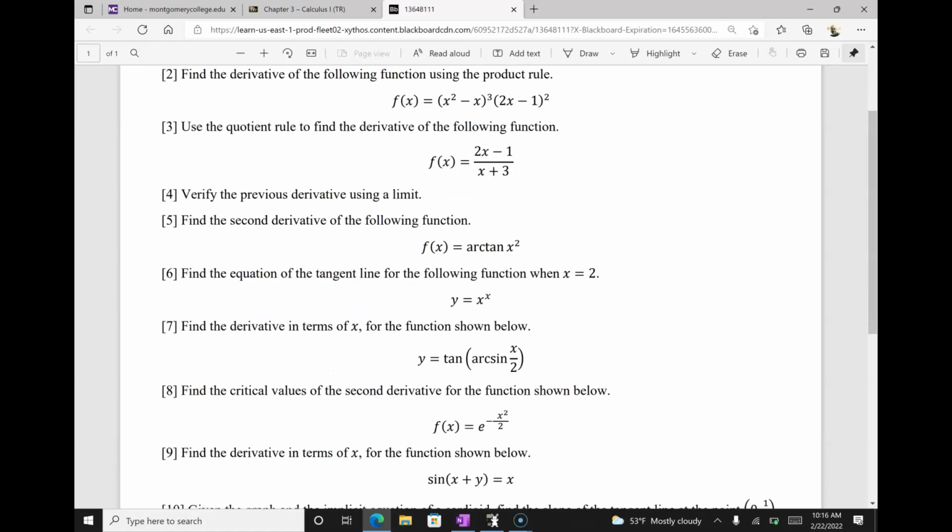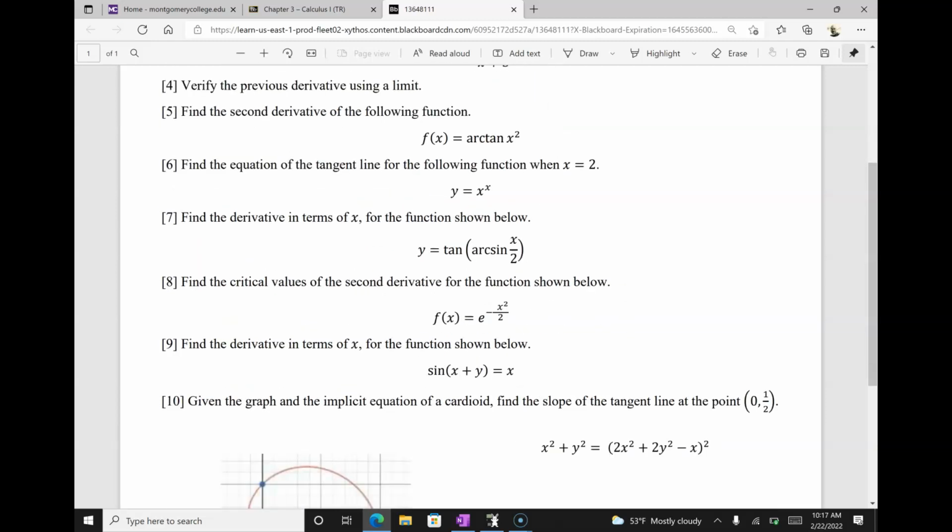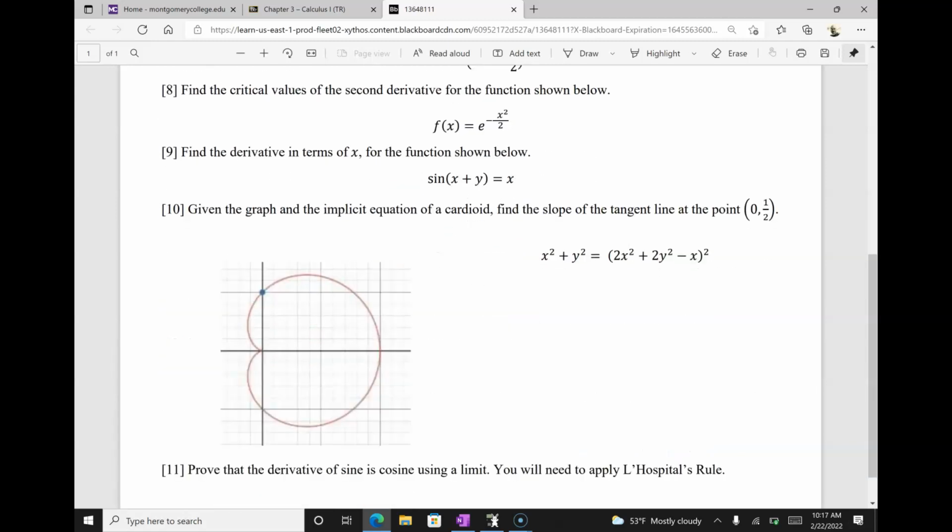Find the critical values. Look at that function. Doesn't that look familiar? Looks almost like the exact one we just did, right? Second derivative, critical functions of the second derivative, right? 9 is a chain rule and something called implicit. Okay, so that's 3.5. We're doing 3.4 right now, right? And the last one is implicit too.